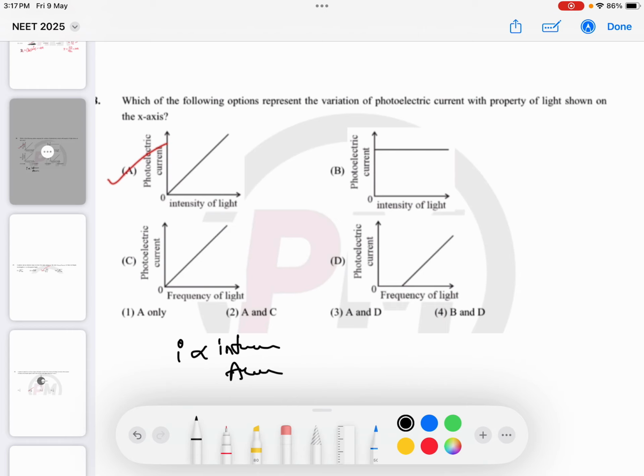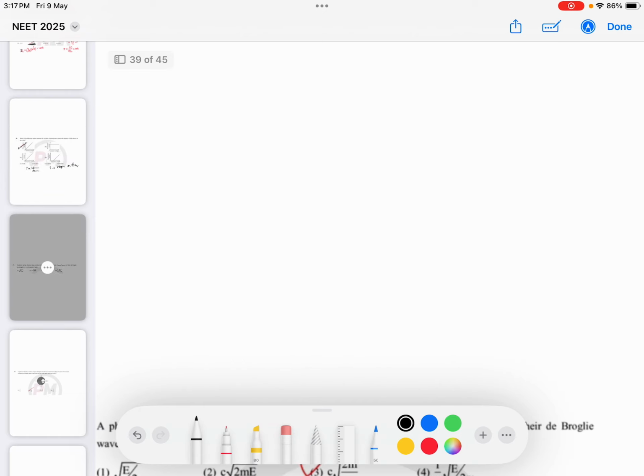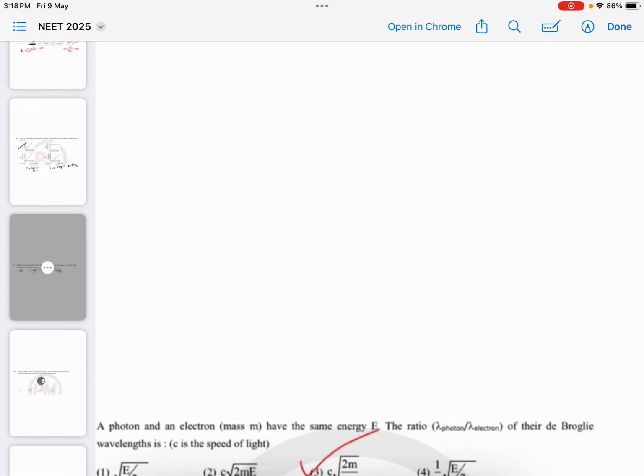And one more is asking about photoelectric current versus intensity and frequency. Photoelectric current is always independent of frequency. So out of 4 options, option 1 is correct.